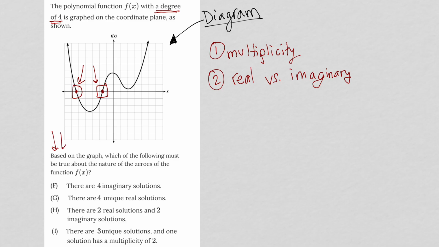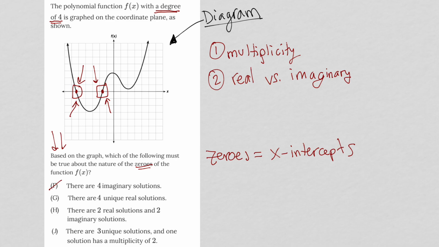Based on the graph, which of the following must be true about the nature of the zeros? Good, so the x-intercepts. So zeros equal x-intercepts. That's just a good thing to remember, to review, to remind yourself of. All right, so choice F. There are 4 imaginary solutions. Absolutely not. If there were 4 imaginary solutions, we would not see the 2 real, very real solutions that we see here on the graph.